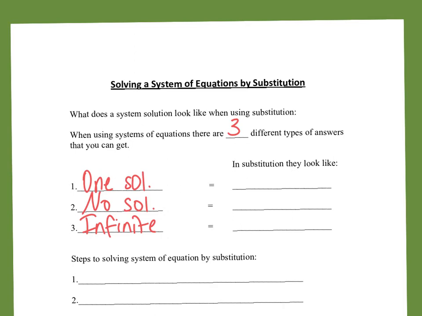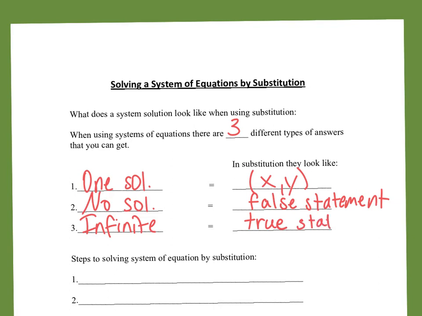In substitution, they're going to look a little bit different. 1 solution is still going to be an xy point, so that didn't change. No solution, though, is going to give me a false statement. So we've done conditional things before. Infinite solution is going to give me a true statement. Okay.